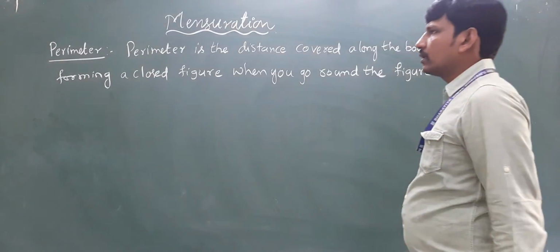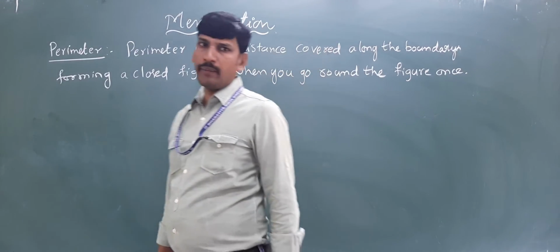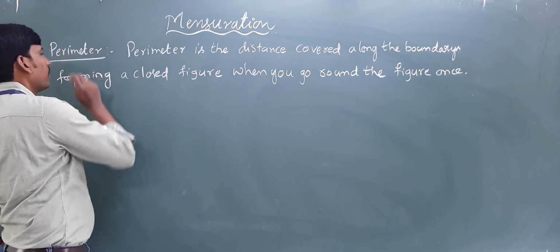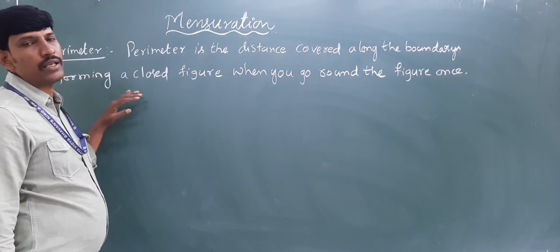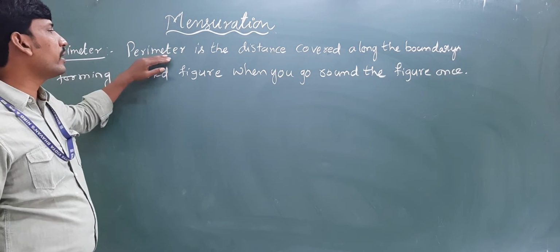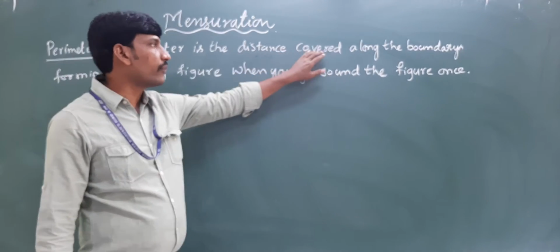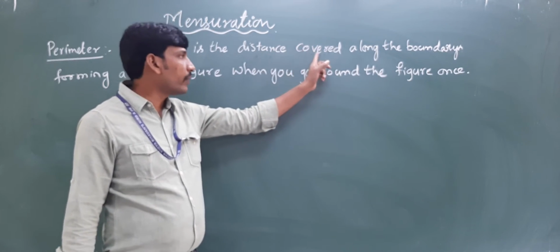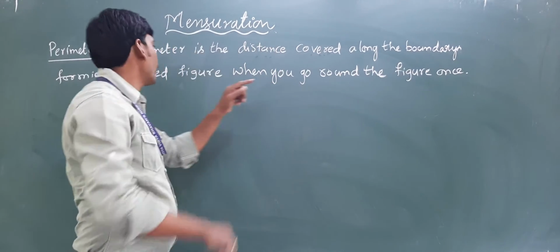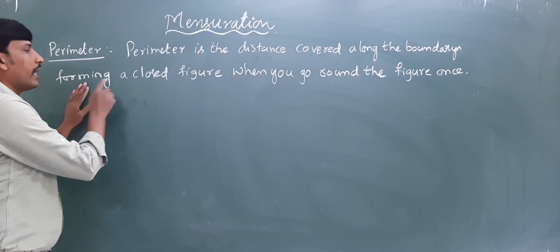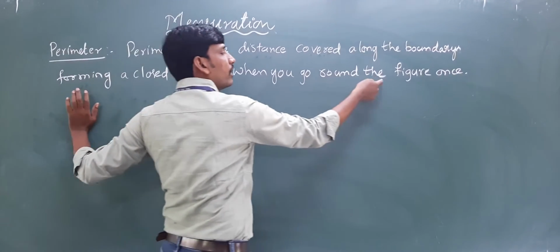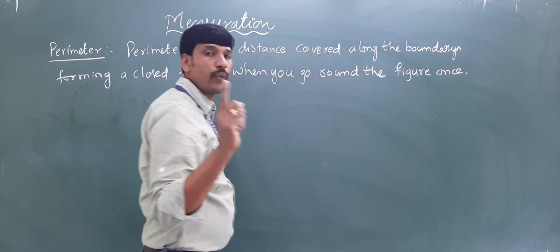Now, children, just now we discussed the perimeter of a closed figure. So, what is the perimeter? See, here is the definition. Please write it down in your classwork. Perimeter is the distance covered along the boundary forming a closed figure, when you go round the figure once, only one round.